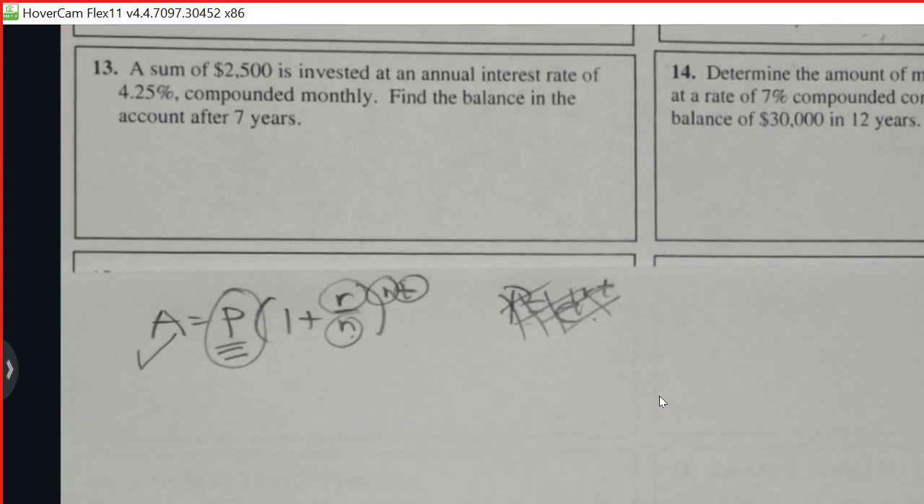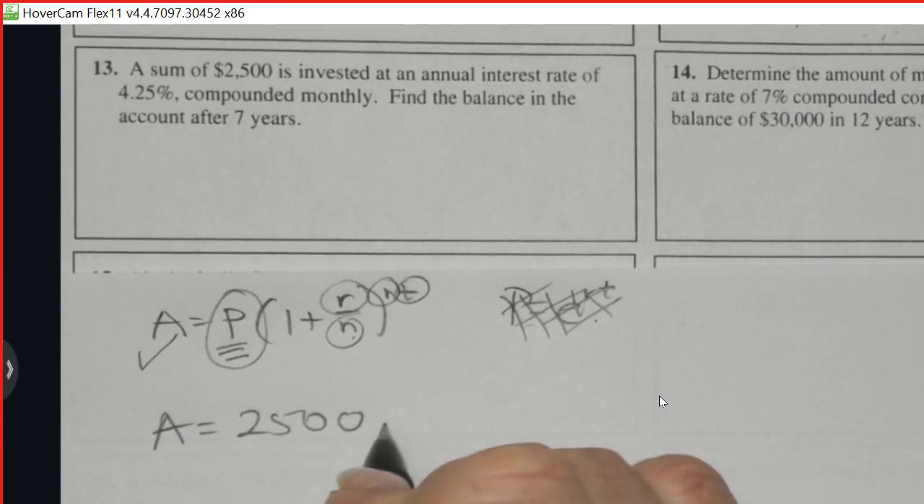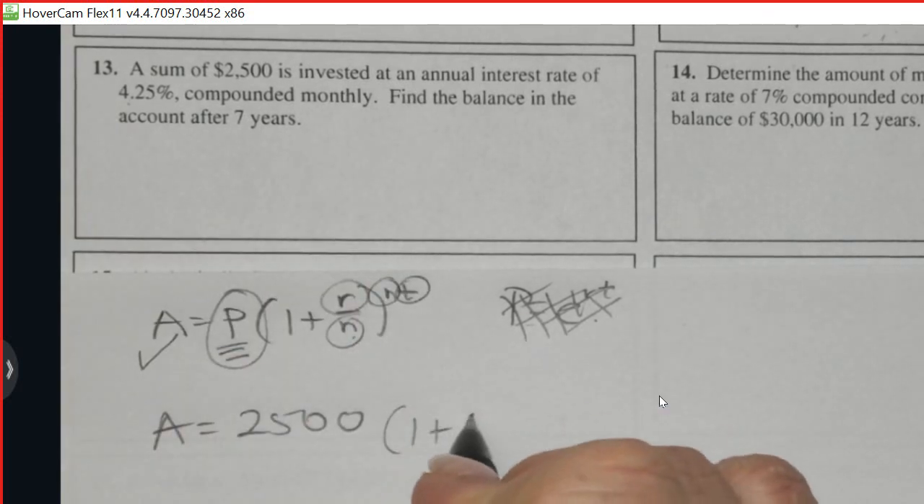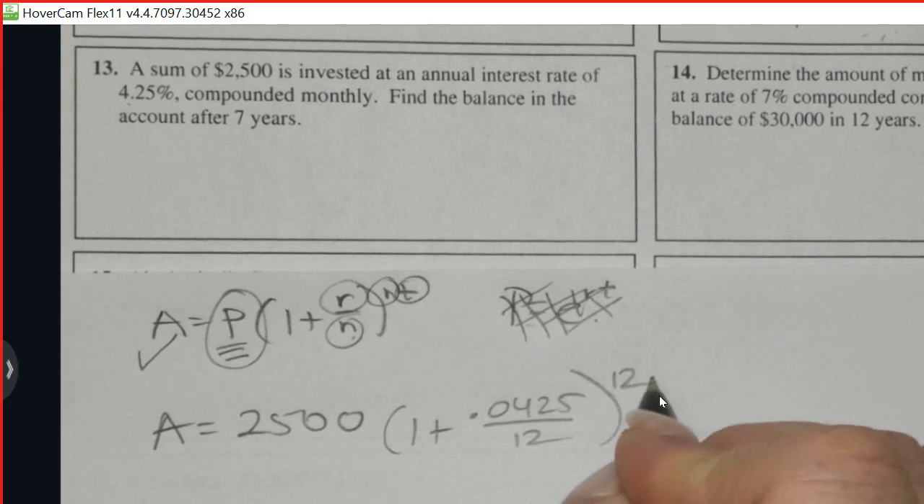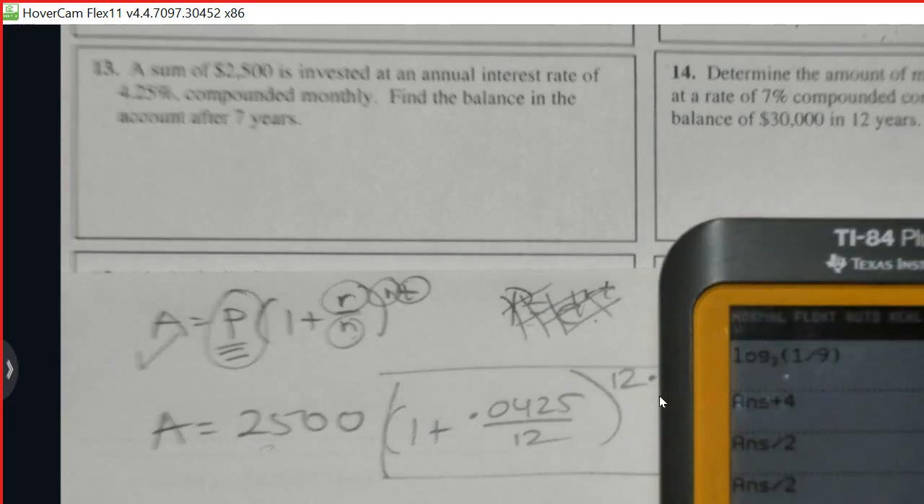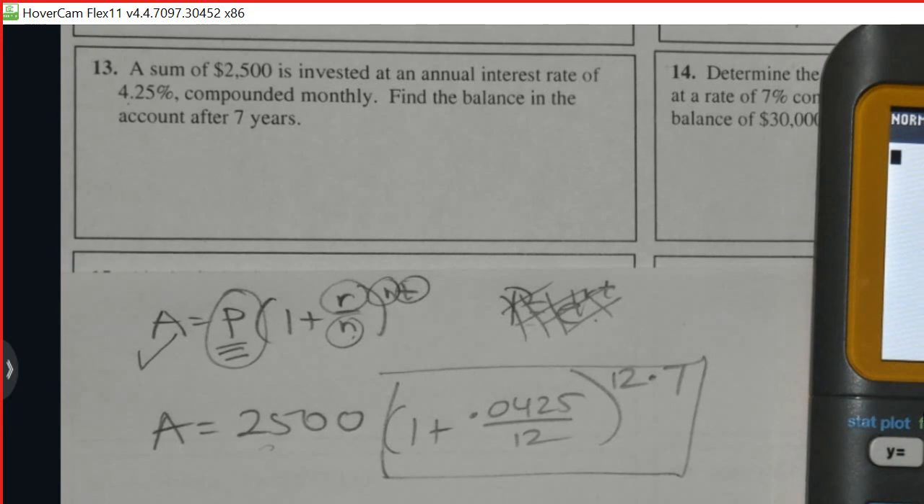You do need to be able to set up an equation that I can see. So A equals 2,500 times 1 plus, and I'm going to move the decimal 2 places to the right, 0.0425 over 12, raised to the 12 times 7. I'm going to do this portion first on the calculator, and then I'll take it times 2,500. So let me move this up so you guys can see, and I'll move this down so it doesn't get in the way.